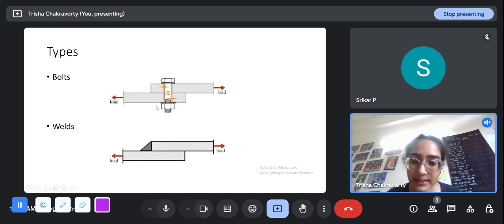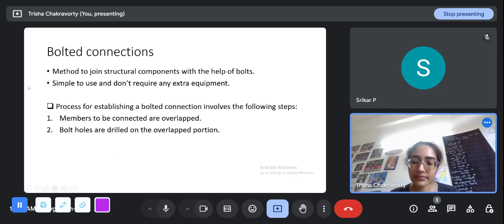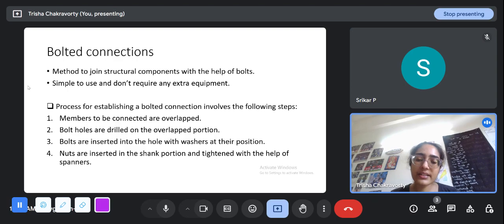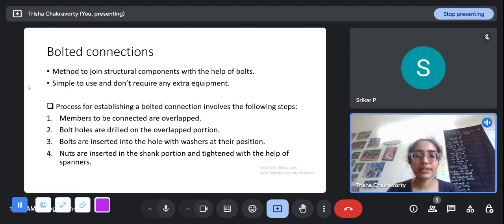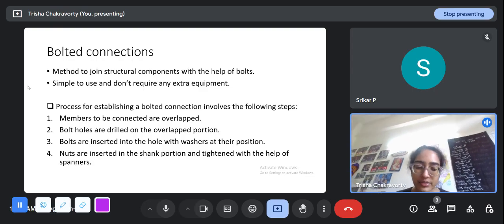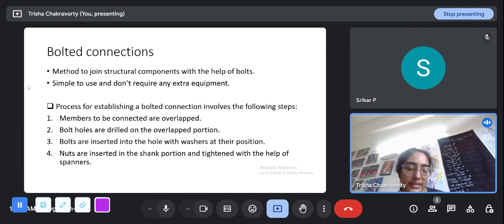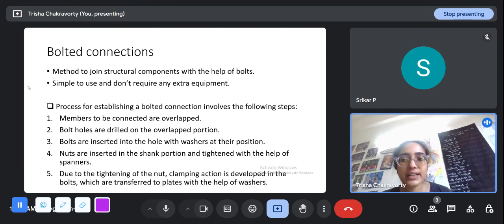Like this thing here is a washer. It is used to establish a better connection between the nut and this, so the nut doesn't come directly in contact with this. And then nuts are inserted on the shank portion and tightened with the help of spanners. And this tightening is relevant because if there is sufficient tightening, we can assume it is a friction type bolt. Otherwise, if we don't want to take into account the friction, we will take it as a shearing and bearing kind of bolt.